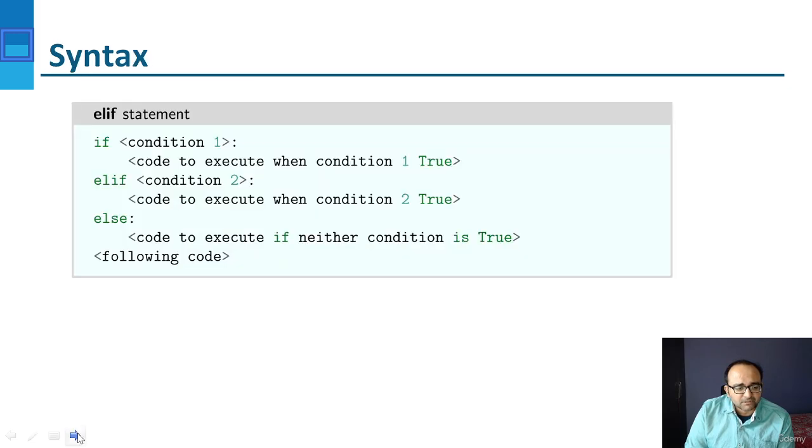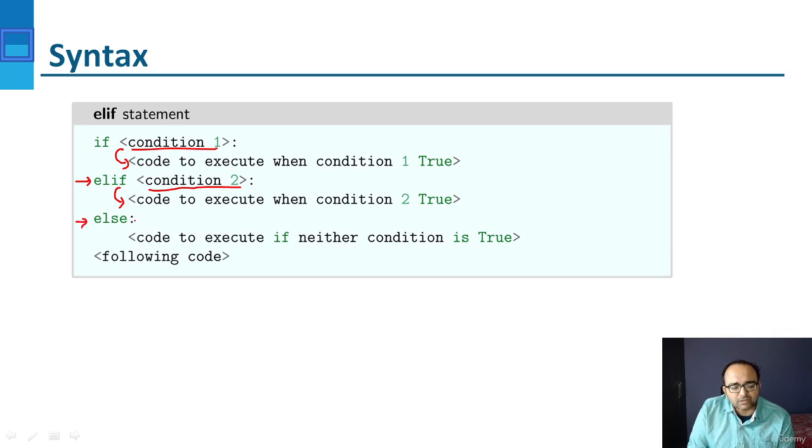Okay. So if you look at this Elif statement syntax, if condition 1 is true, then the code which is written inside this block will be executed. If suppose this condition 1 is false, then control is transferred to check condition number 2. If this condition 2 is evaluated to true, then the code written inside this block will be executed.